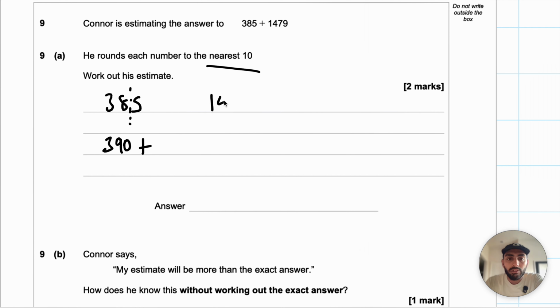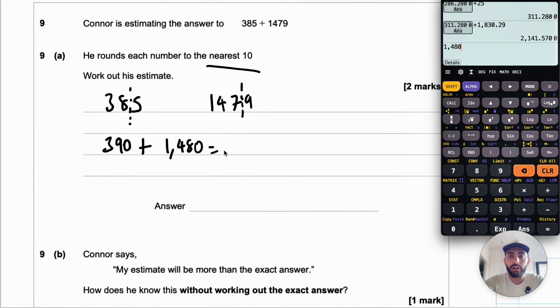This one, I've got 1479. So same again, my tens column is this 7, and that means I'm going to be rounding up again, so it'd be 1480. We just need to add both of those together. So 1480 plus 390, which is 1870.